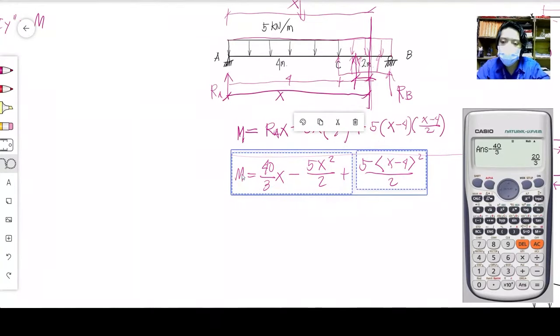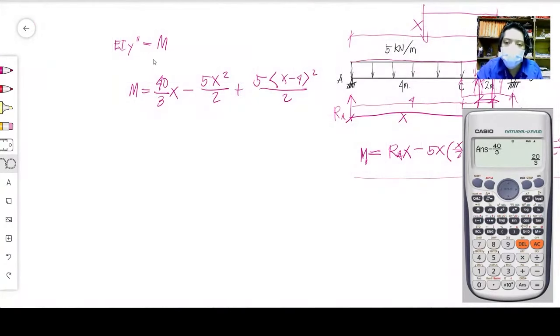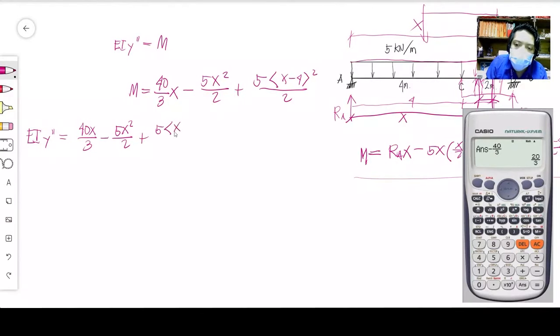Let me bring it here. Okay. So, adin naton moment equation. Okay. So, we have here, rewrite ko lang adi. EI y double prime is equal, therefore, to 40x over 3 minus 5x squared over 2 plus 5x minus 4 squared over 2. Take note ha, inihiya nga symbol, that's a bracket. When the quantity within that bracket is less than 0, you have to disregard the whole term. Okay? You have to disregard the whole term.